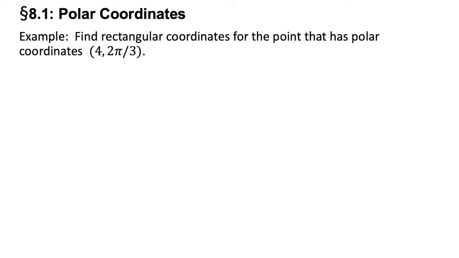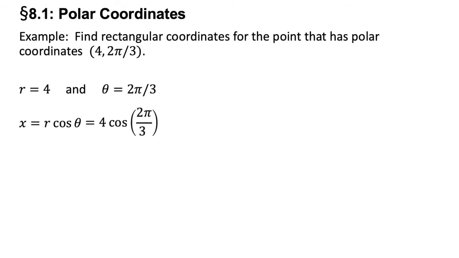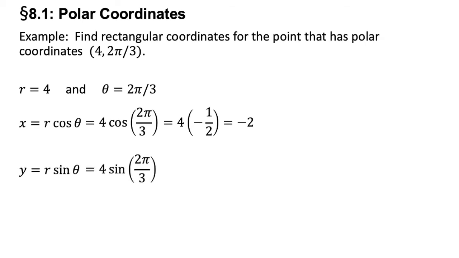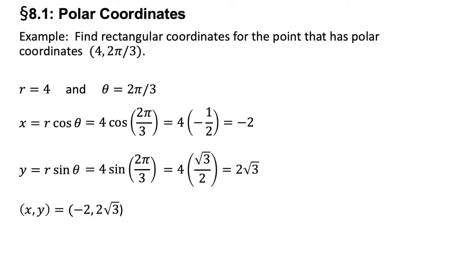Example: find rectangular coordinates for the point that has polar coordinates (4, 2 pi over 3). We know that r equals 4 and theta equals 2 pi over 3. Thus, x equals r cosine theta equals 4 cosine of 2 pi over 3, which equals negative 2. And y equals r sine theta equals 4 sine of 2 pi over 3, which equals 2 square root of 3. Therefore, we have (x, y) equals (negative 2, 2 square root of 3).